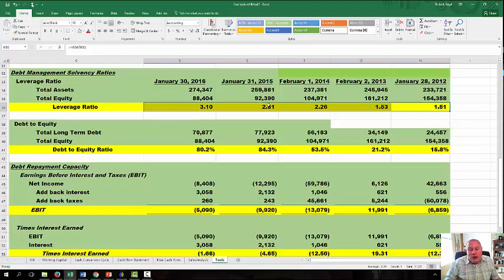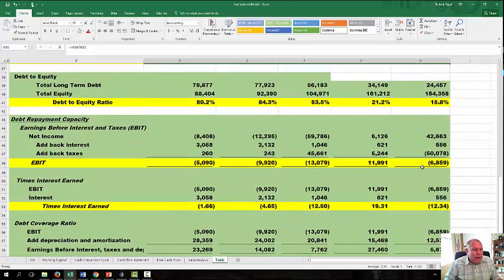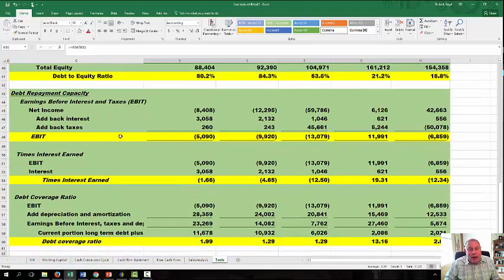So this is increasing leverage, and this is confirmed by both. Here we can see that a lot of equity went away as they were doing this transition. So this is one that we want to examine. Next is our debt repayment capacity. Can we repay the debt?